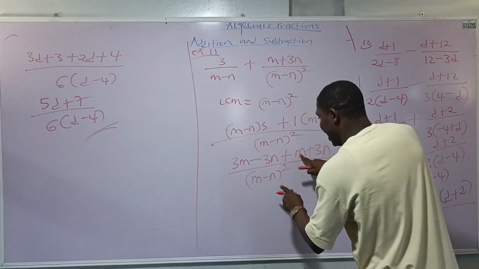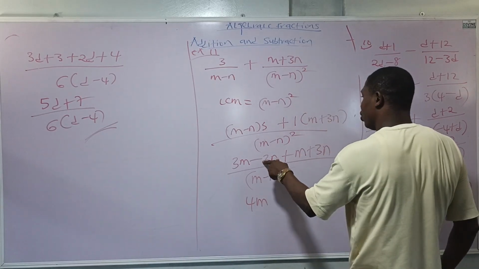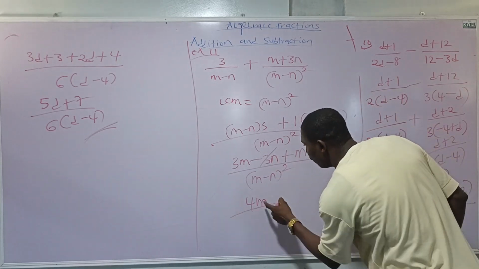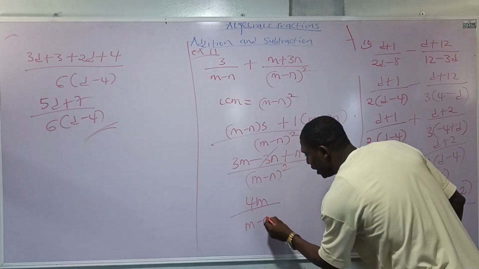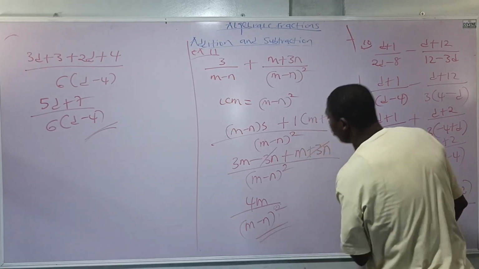Now 3m plus m, they are like terms, giving me 4m. Minus 3n plus 3n, we cancel out to give me 0. So I have 4m all over (m minus n) squared as my final answer.